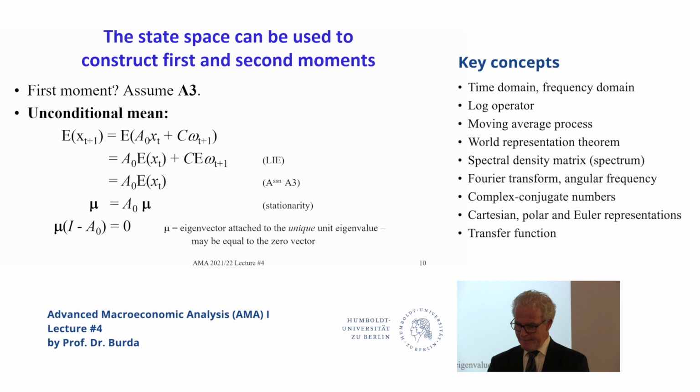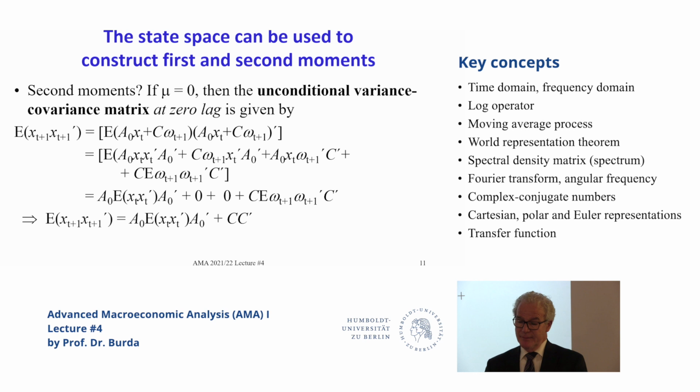Okay, so if we know what the expected value is, then we can compute the unconditional variance covariance matrix just by stripping off the expected value, taking the outer product, and taking the expectations. We did this last time quickly, but I wanted to show you again because it involves the expectation of the outer product of a vector that consists of a sum.